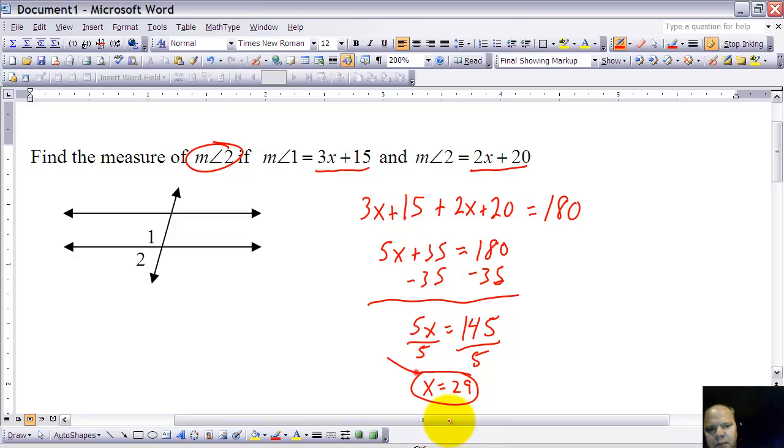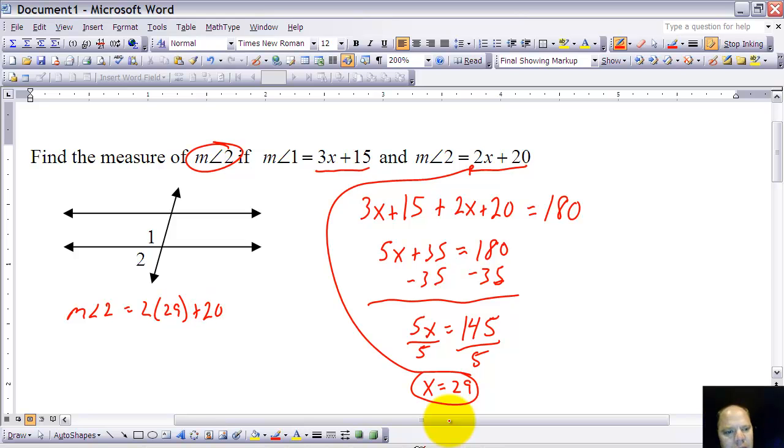So I'm going to take my x value and plug it in for x here for the measure of angle 2. I'm going to say the measure of angle 2 is equal to 2 times 29 plus 20. And 2 times 29 would be 58, plus 20, which gives me 78. Therefore, the measure of angle 2 would be equal to 78 degrees, and we've solved for angle 2 just like we talked about.